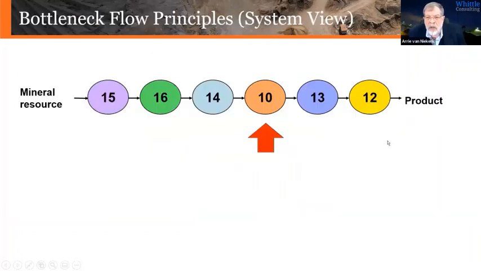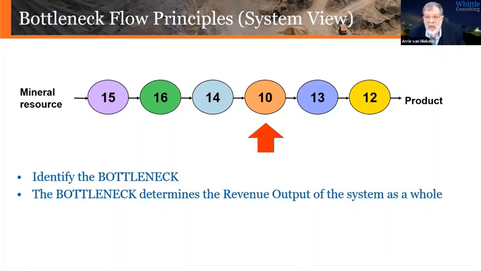In the original picture that I showed you, this is very clear. There's the bottleneck. It's the 10. It's the resource with the least capacity in the system. So it's easy to identify the bottleneck. And then the realization that the bottleneck determines the revenue output of the system as a whole.